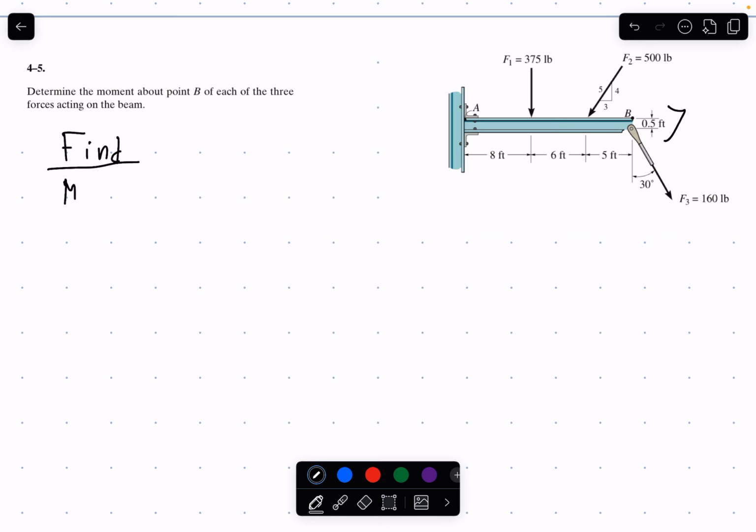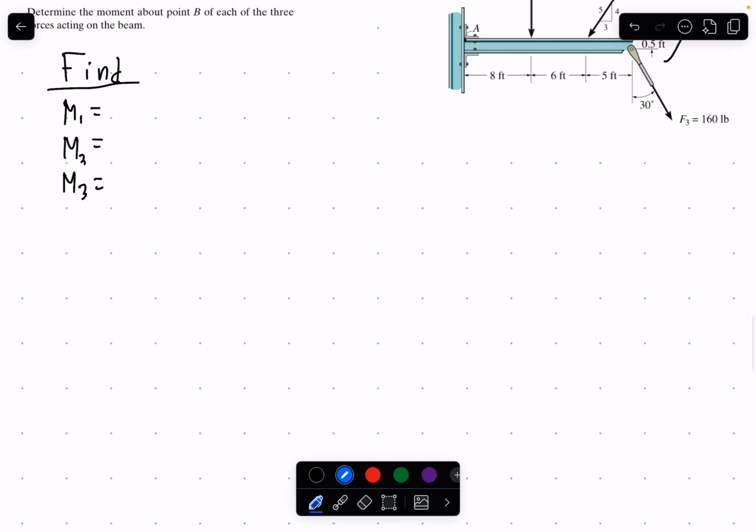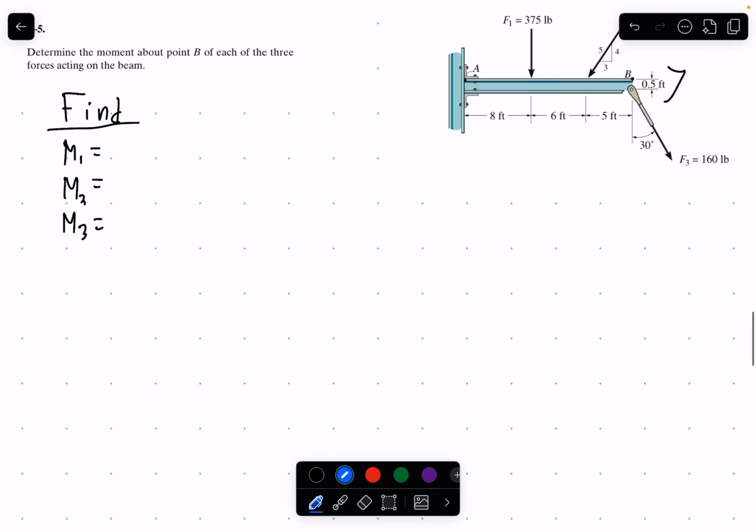So define variables as always. Actually define what we're looking for in this problem. First one's going to be the moment that the first force is creating about point B. Same with the second force, and same with the third force. All is finding the moments that they're creating. Okay? Let's draw a little diagram for force 1.